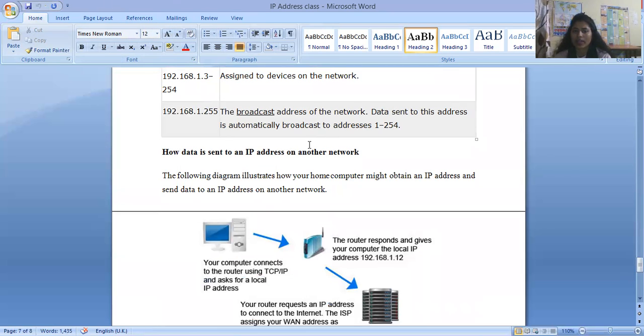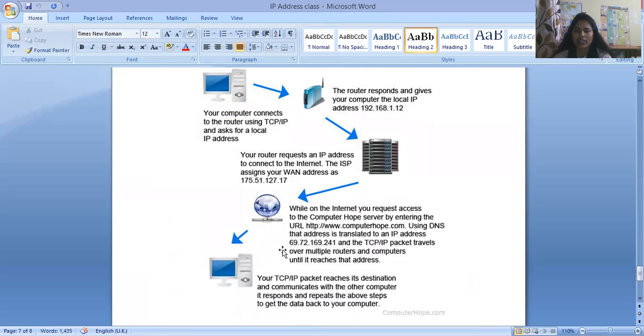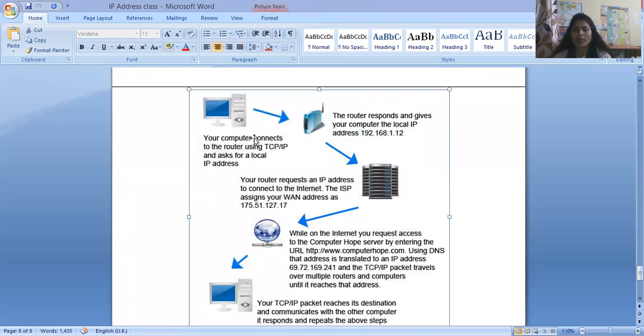Okay, so this is the basics. Now, how is data sent to an IP address on the network? This illustrates how your home network might obtain an IP address and send data to another IP address on the network. In this example, your computer connects to the router and asks for a local IP address. The router responds by giving one to the computer. Then the router requests an IP to connect to the internet, and the ISP assigns your WAN address.